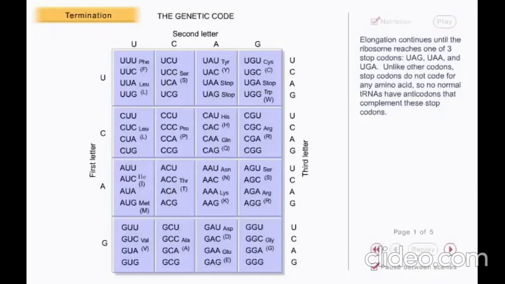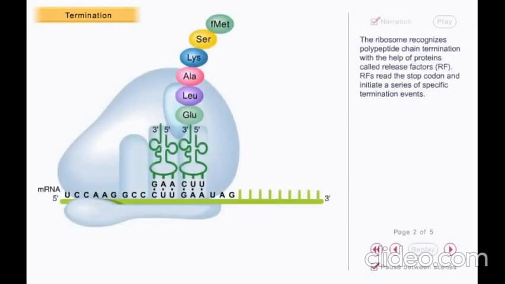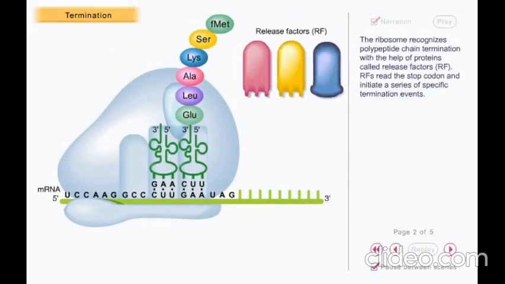Elongation continues until the ribosome reaches one of three stop codons, UAG, UAA, and UGA. Unlike other codons, stop codons do not code for any amino acid, so no normal tRNAs have anticodons that complement these stop codons. The ribosome recognizes polypeptide chain termination with the help of proteins called release factors. RFs read the stop codon and initiate a series of specific termination events.